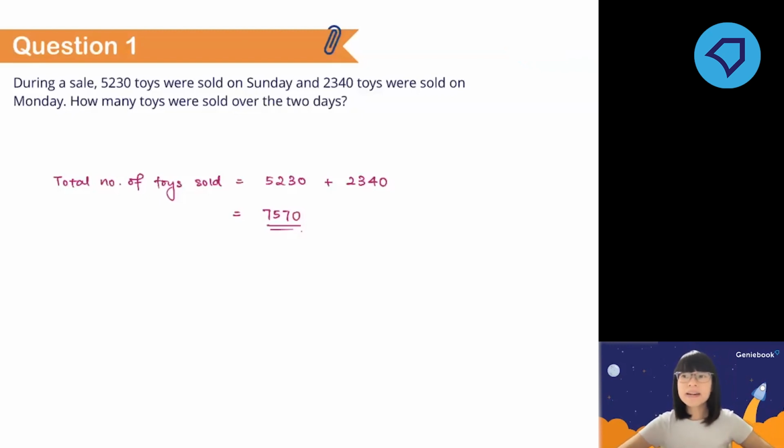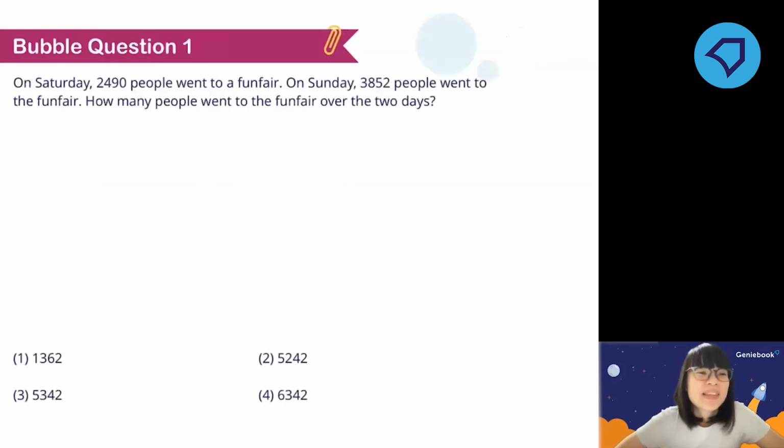Bubble question number 1. Yes, coming right up. Here we go. On Saturday, 2,490 people went to a fun fair. On Sunday, 3,850 people went to the fun fair. How many people went to the fun fair over the 2 days? You have 1 minute and your time starts. 4, 3, 2, 1. Time's up.